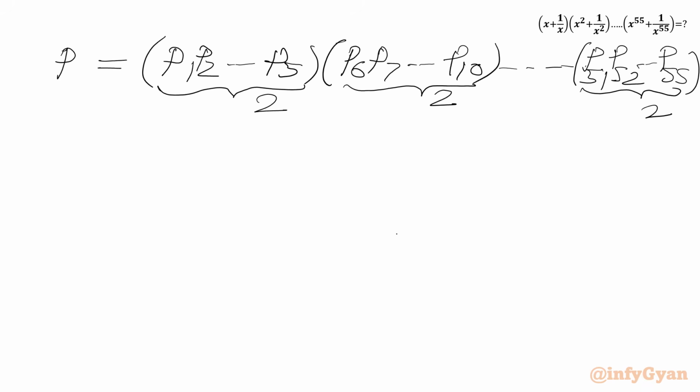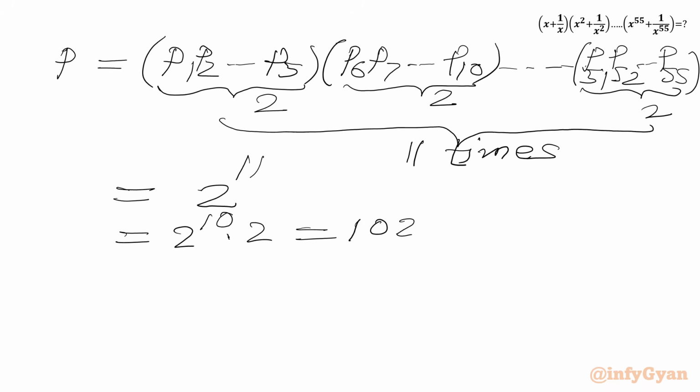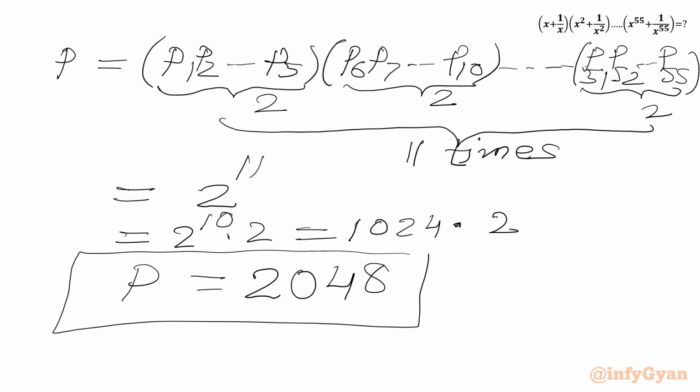Now we are multiplying 2, 11 times. We have 11 times the product of the number 2. So we can write here 2 power 11. Now we can write 2 power 11 as 2 power 10 times 2. Now we know that 2 power 10 is 1024. Then we have 2. So we are going to write our final answer, 2048.